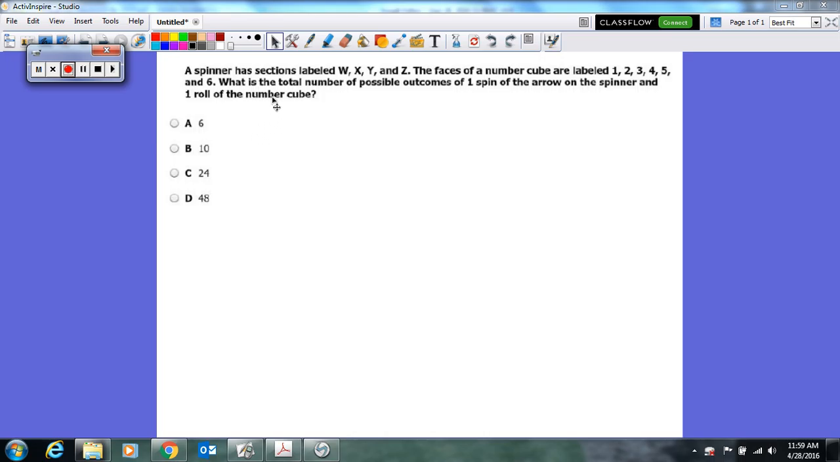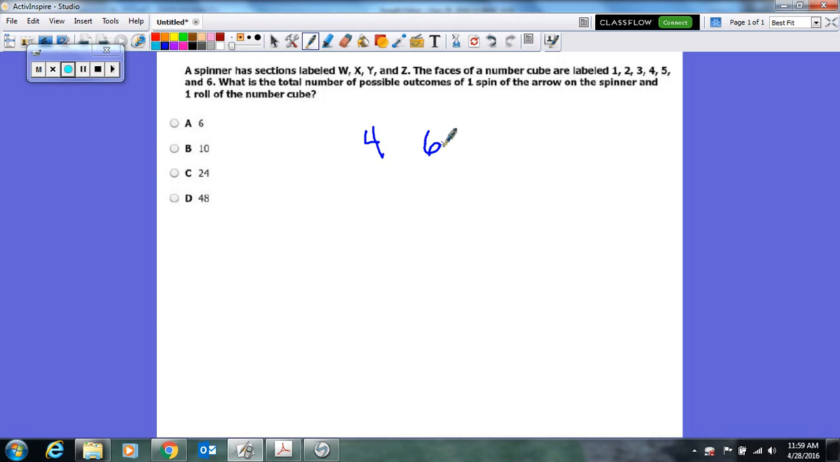On the spinner, since there are four sections, because there's a W section, an X, a Y, and a Z section, there are four possible outcomes, right? And the number cube, the die, has 1, 2, 3, 4, 5, 6 sides to it. So the possible number of outcomes on that would be 6 different outcomes. You could roll a 1, you could roll a 2, you could roll a 3, and so on and so forth.